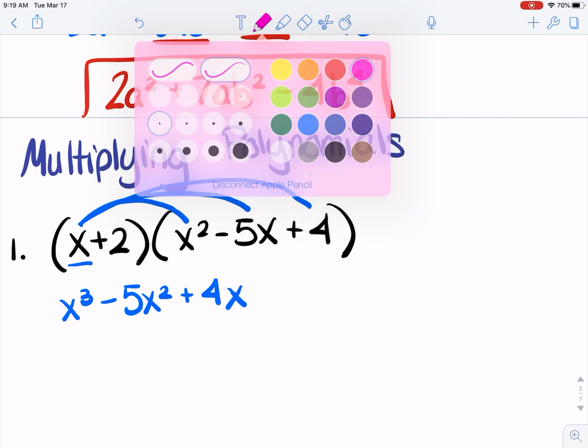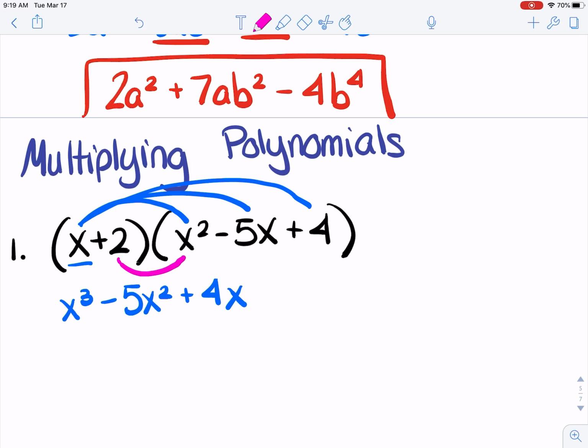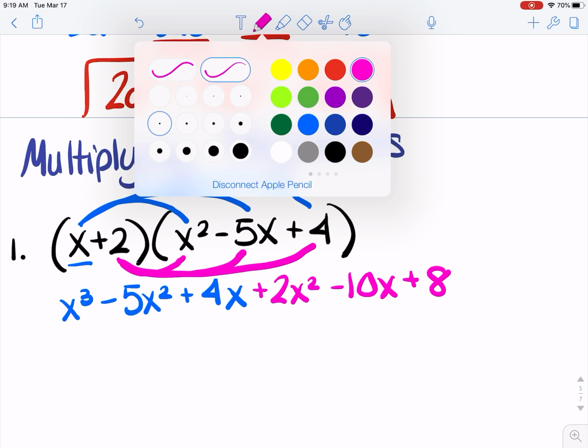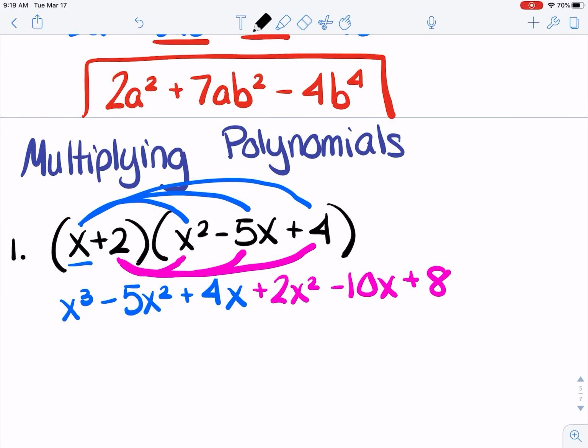Now I have to do all of that the same, but with the 2 this time. 2 times x squared gives me 2x squared. 2 times negative 5 gives me negative 10x. And 2 times 4 gives me positive 8. Now my job is to combine the like terms. Start with x cubed. He's all by himself. He doesn't have anyone that's like him. Now I have negative 5x squared and positive 2x squared. When I combine those, I get negative 3x squared.